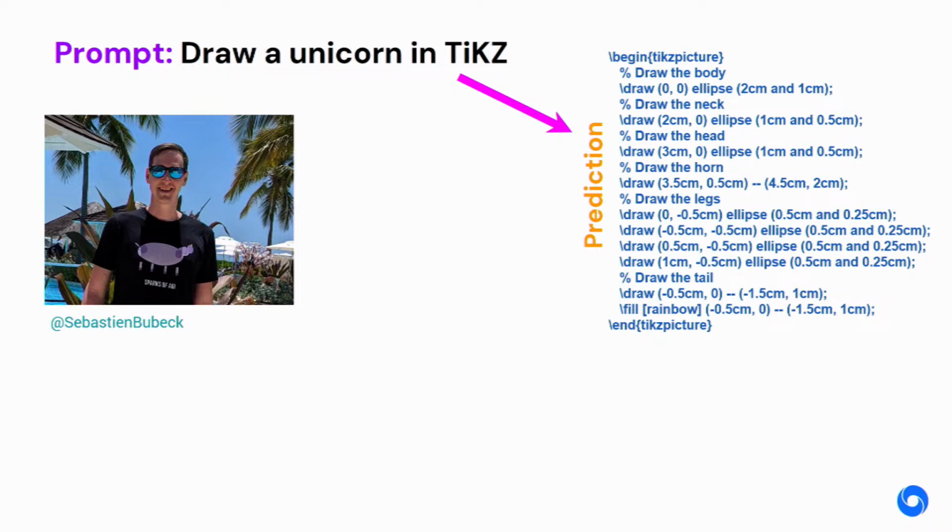Another example that I like about this is from Sebastien Bubeck of Microsoft Research, where his prompt is: draw a unicorn in TikZ. It's LaTeX typesetting. So the network predicts the LaTeX, and then you can compile the LaTeX to a PDF, and it draws a picture. So it draws the unicorn, and this is what it did with ChatGPT.